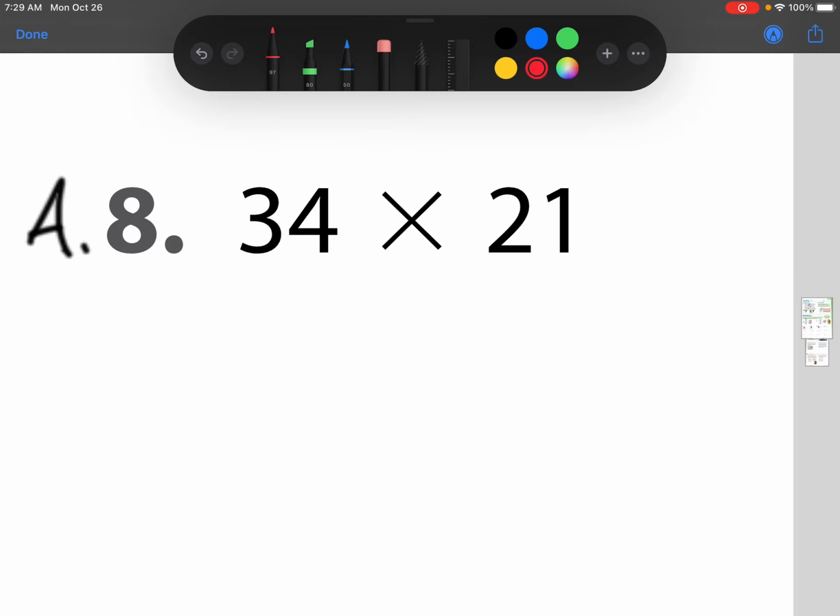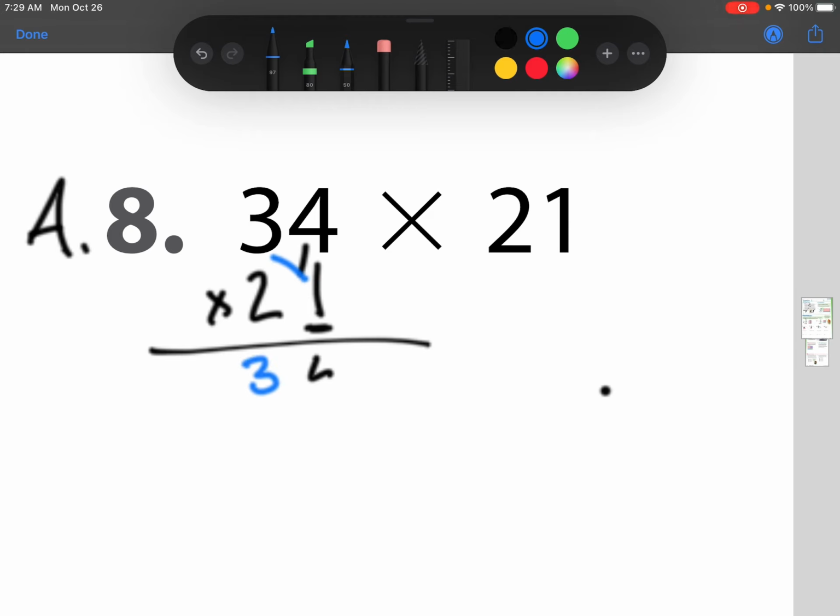Now our next one. 34 times 21. Remember, I multiplied this 1's place value by everything up top. So 4 times 1 is 4. Then I go to our next place value. 4 times 3 is 12. Oops, but I did not draw that 4 completely. There we go. Now we go to the tens place value.